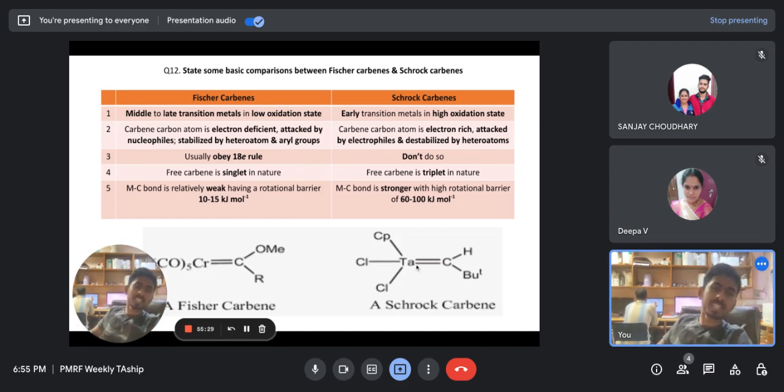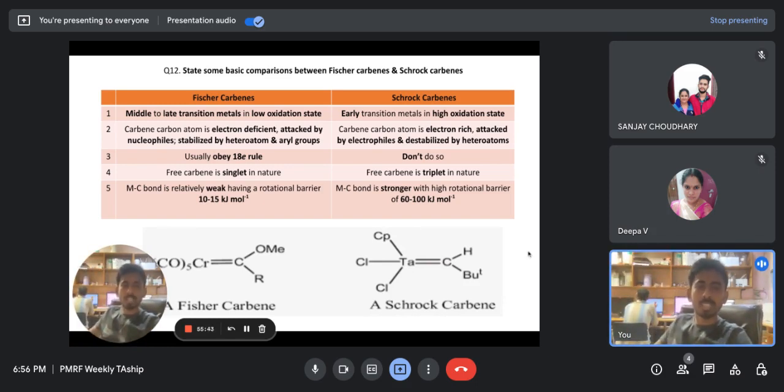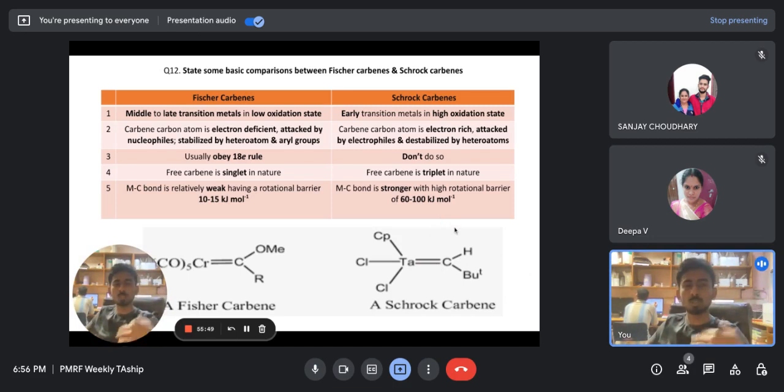But what happens in this case, the tantalum is already positively charged and the carbon is negatively charged. That's why the bond between the metal and carbon is actually quite high here. It is going along with the actual metal carbon analogy. So that's why the metal carbon bond is quite strong. The bond order is quite high, and the rotational barrier is also quite high. That is 60 to 100 kilojoule per mole.